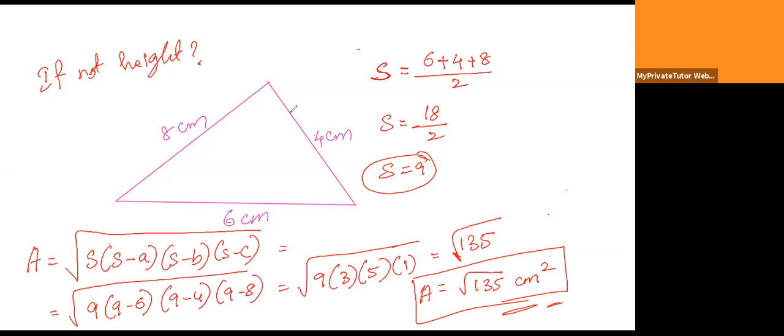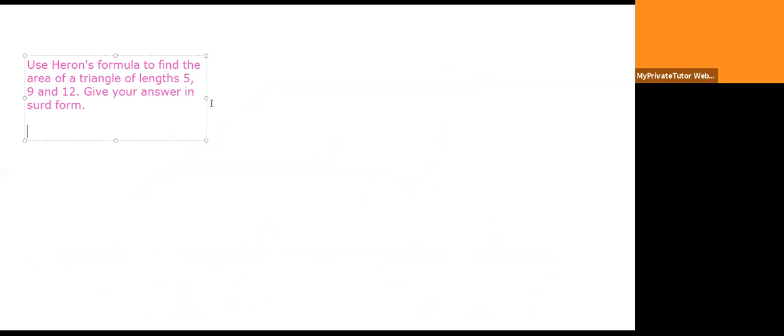So let's go to the next question. Just a moment, let me pick a question. Here it is. Please try this question. Please read the question once. Use Heron's formula to find the area of a triangle where the lengths are given, and give your answer using radical form. I hope you guys know what radical means. Radical means square roots. In a sense, it's not only square roots, it's about roots. It can be any type of root, okay?